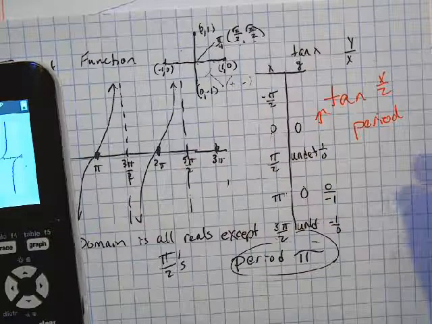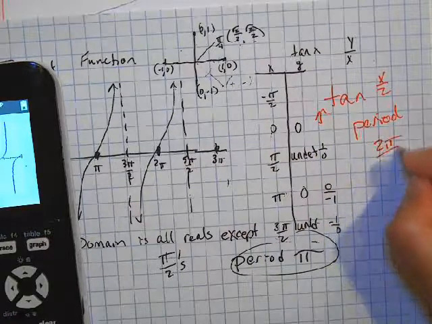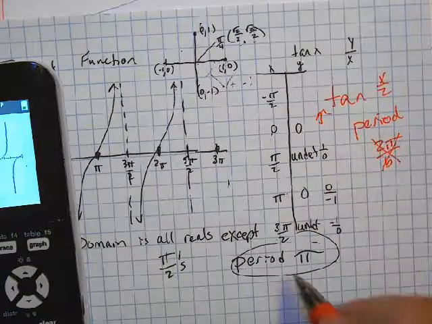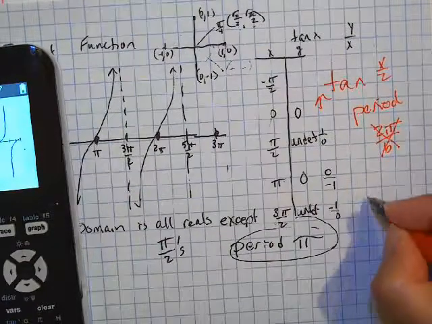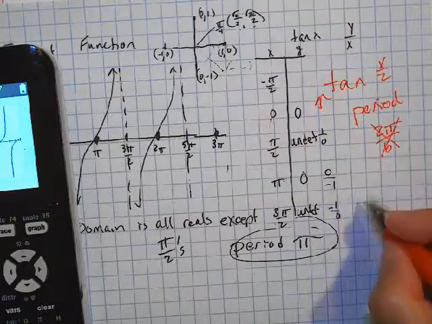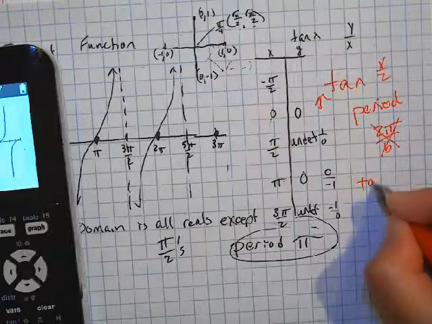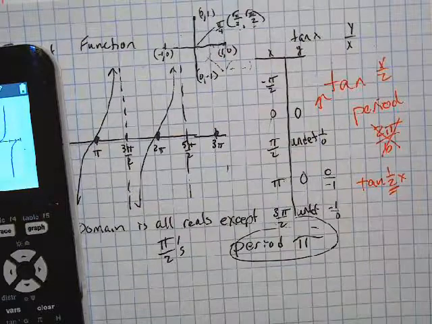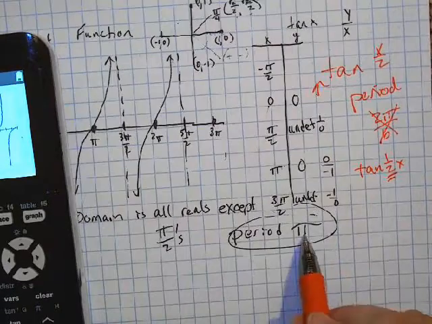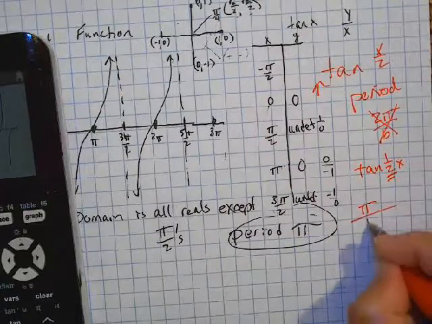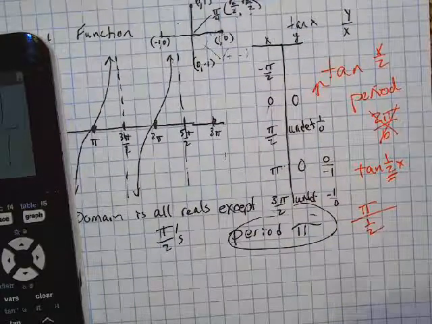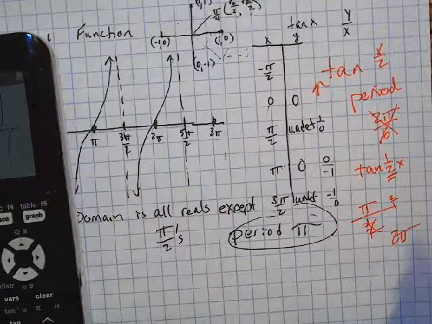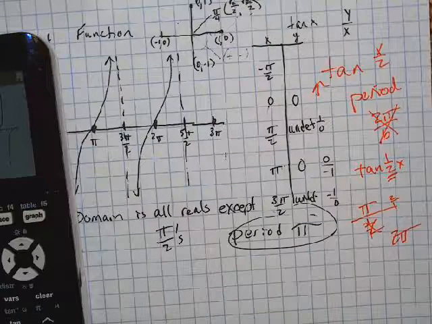So with sine and cosine, we always did 2 pi over b. But tangent is different. We don't use 2 pi. The period of tangent is just pi. So if I want to find the period of x over 2, that's the same thing as tangent 1/2 x. So the b in this case is 1/2. So since the period for tangent is pi, we're going to do pi divided by 1/2, which is flip it and multiply, would just be 2 pi. So tangent of x over 2 would have a period of 2 pi.